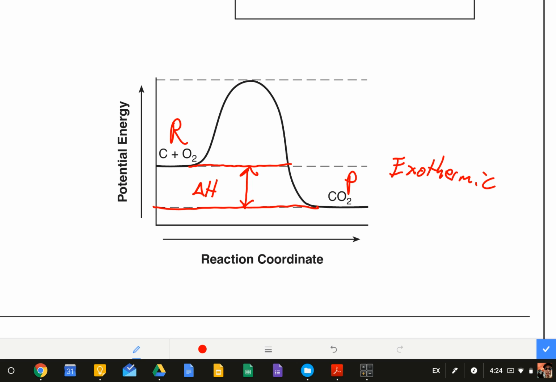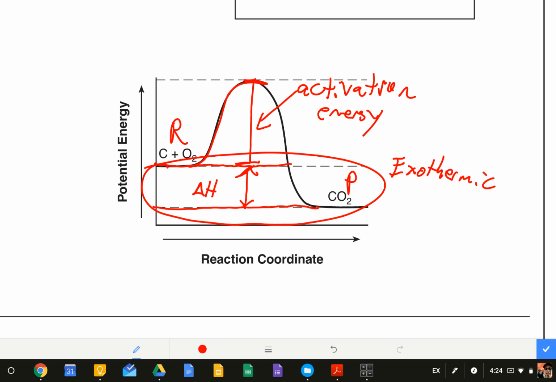If they had asked us to label the activation energy, that would be up to here from the reactants. So this would be the activation energy, but that is not what they asked us for. So on a test, we would not want to put that. But just showing you, this is the spot that we want to label with the double-headed arrow. That's the heat of reaction. And there we go.